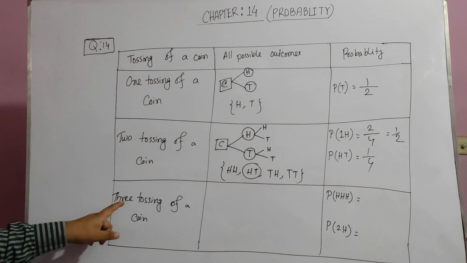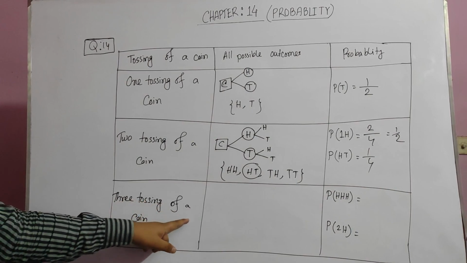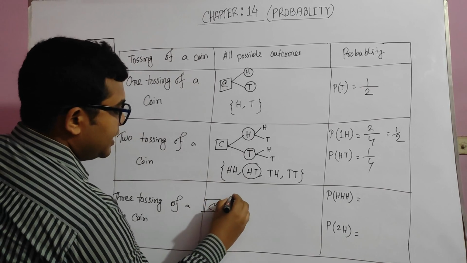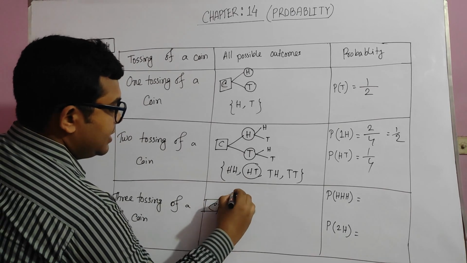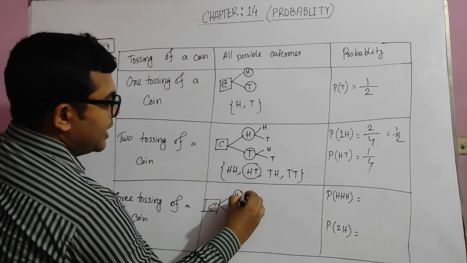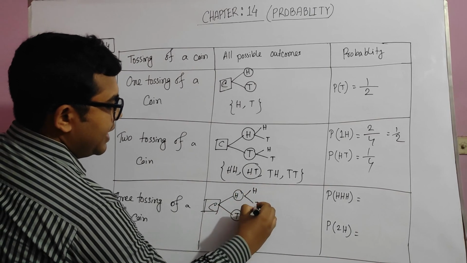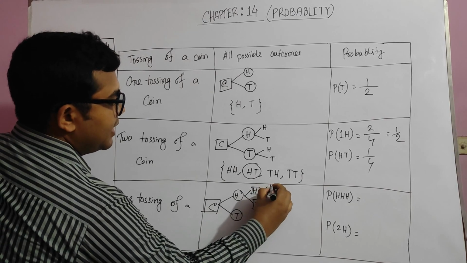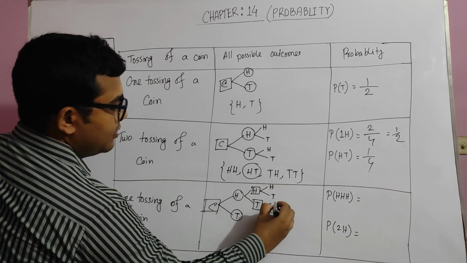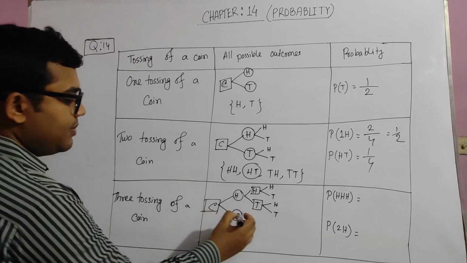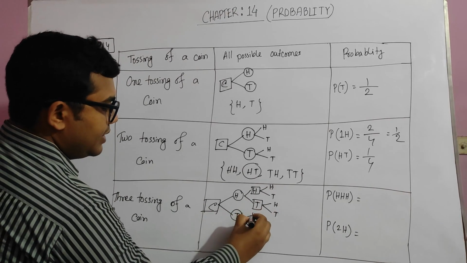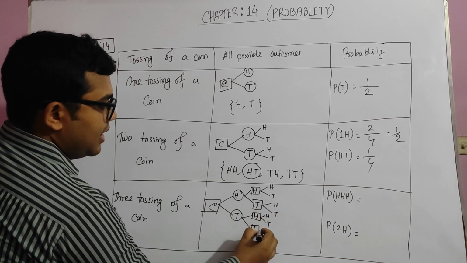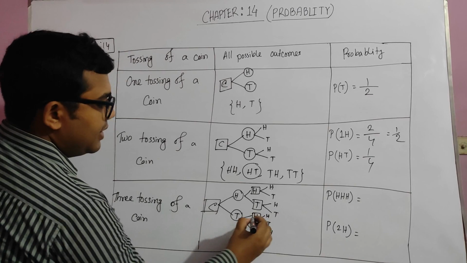And finally there are 3 tossings of a coin. So a coin must be tossed 3 times. So it is head and tail. Then in the case of head, we get head and tail. In the case of head, we also get head and tail. In the case of tail, we get head and tail. Similarly, in the case of tail, we get head and tail, and here we get head and tail, and here we also get head and tail.